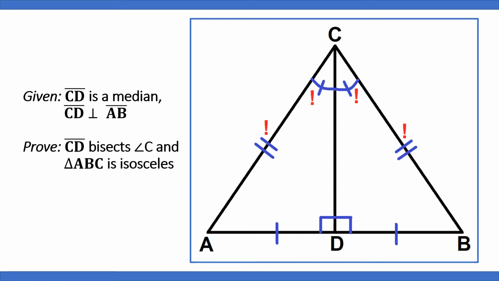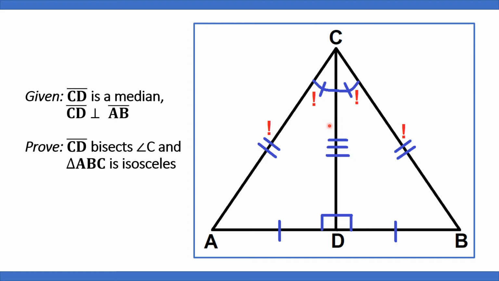Now, we need to prove that CD bisects angle C. It means that we need to prove first that angle ACD is congruent to angle BCD. We also need to prove that triangle ABC is isosceles, meaning we need to prove first that line segment AC is congruent to line segment BC.